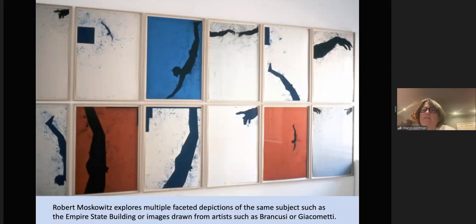Robert Mascovitz explores multiple faceted depictions of the same subject, such as the Empire State Building or images drawn from artists such as Brancusi or Giacometti. He was a second generation abstract expressionist, but he moved into a kind of area called bad painting or new image painting, along with artists like Philip Guston.